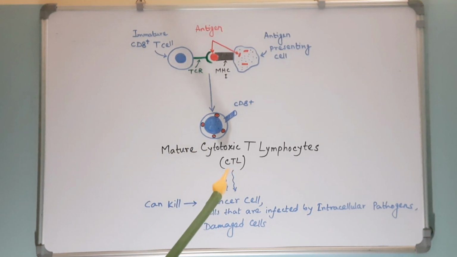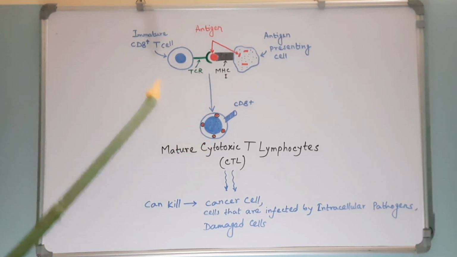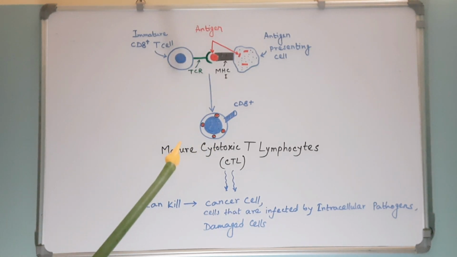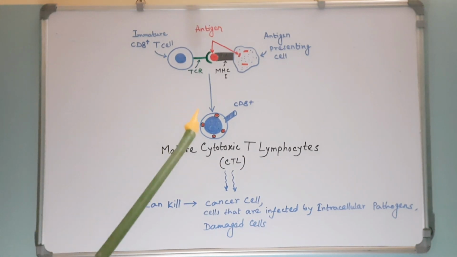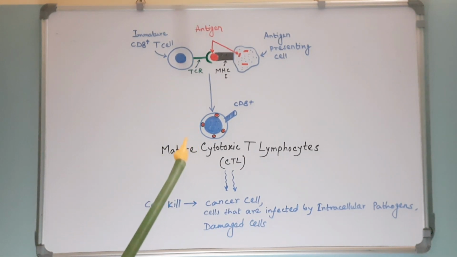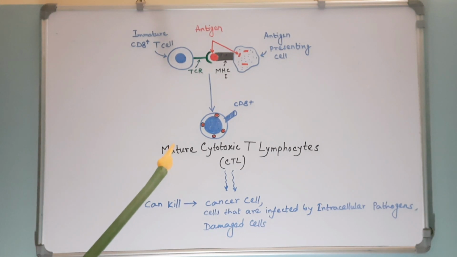Mature cytotoxic T cells can now kill cancer cells, cells that are infected by intracellular pathogens, or cells that are damaged in other ways. To proliferate and differentiate optimally, the naive CD8 plus T cells also need help from mature CD4 plus T cells.